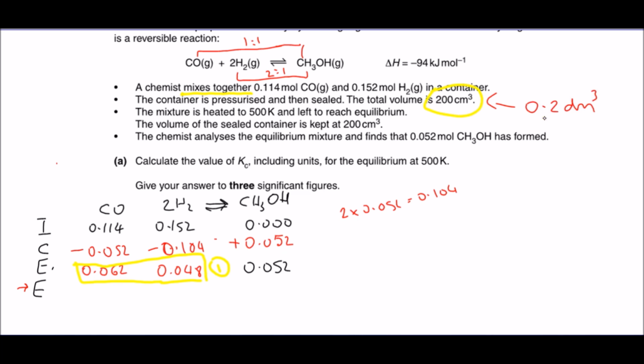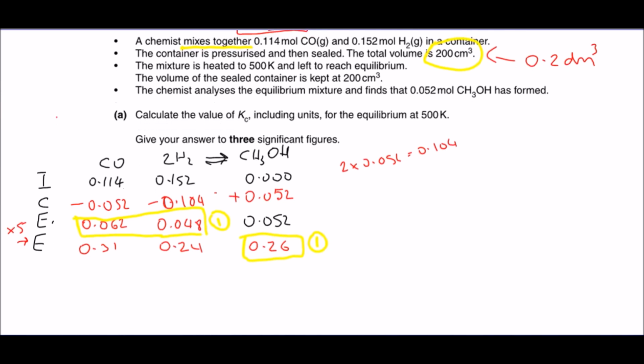So what we're going to need to do on this one is times by 5 to make 200 into 1 decimeter cubed. So if we do 0.062 times 5 we get 0.31. The same to 0.048 we get 0.24. And if we multiply 0.052 by 5 we get 0.26. And the second mark comes for this number here.